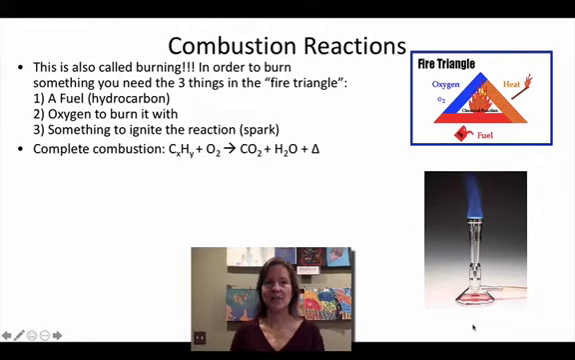Essentially, everything has what's called an ignition temperature, a temperature at which it can combust. And you are not at your ignition temperature right now, so you will not combust. But with that spark, we can elevate something's temperature to the temperature where it combusts, and then it will.